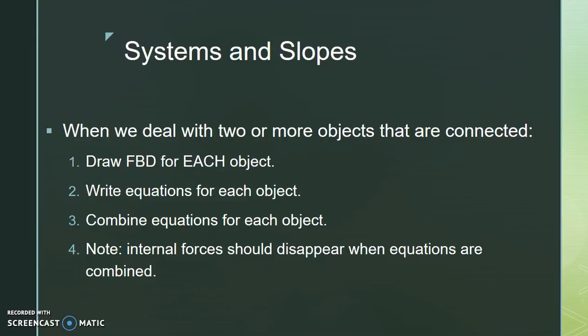When we deal with two or more objects that are connected, you're first going to have to draw that free body diagram for each object. Make sure you write the equations for each object, and then you're going to combine equations for each object. And then finally, the internal forces should disappear when the equations are combined if you're doing it correctly.